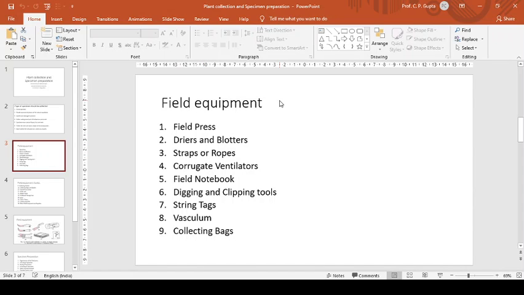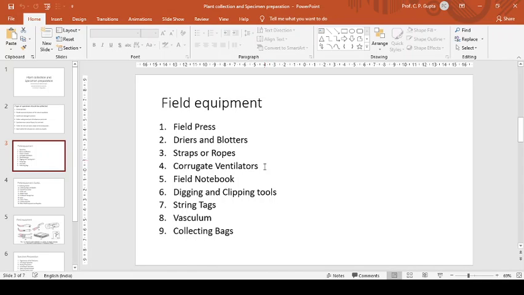Now comes straps or ropes. Rope such as cord or a pair of strong web straps of about 4 to 5 feet length are used to tighten the press. Then corrugated ventilators. Sheets of corrugated cardboard of 12 by 18 inches are used in between the dryers or blotters as ventilators when plants are dried by artificial heat. They provide space for the passage of air through the press to remove moisture. So this is the function of corrugated ventilators.